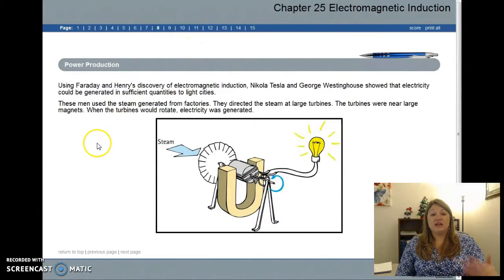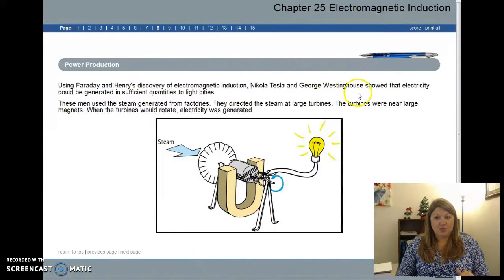Well, Faraday and Henry's discovery sparked others to have ideas. So Nikola Tesla and George Westinghouse, Westinghouse light bulbs. If you ever look on light bulbs when you go to the store, Westinghouse still makes light bulbs. They showed that electricity could be generated in large quantities. This is around the height of the industrial revolution. This is when all those big factories were being made.